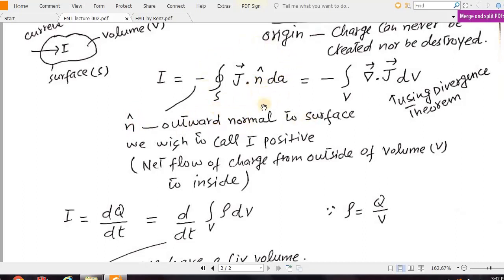In this equation, we are going to apply the divergence theorem. The divergence theorem states that a surface integral can be converted into a volume integral. So the minus sign stays as it is, and the surface integral is now converted into a volume integral, and J dot n into dA is replaced by del dot J into dV. Keep this equation in mind, because in the next section I am going to develop an equation, and finally we will compare that equation with this equation.